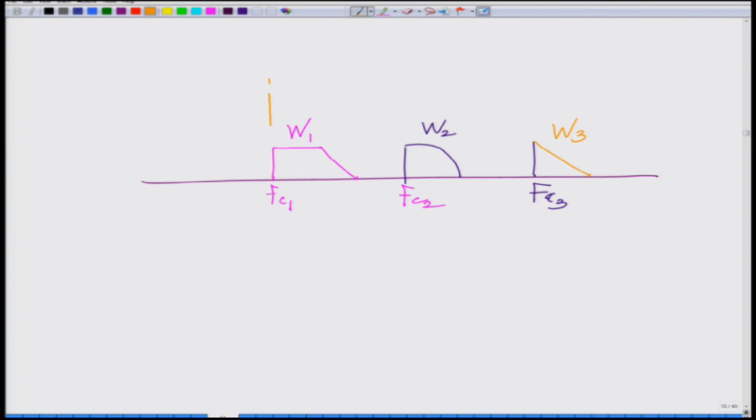Now, if you look at this, this is the spacing FC2 minus FC1. We see that FC2 minus FC1 needs to be only greater than W1. So, for no overlap, this is with FDM with SSB, frequency division multiplexing plus SSB. Now, SSB stands for single sideband modulation, I hope everyone remembers.